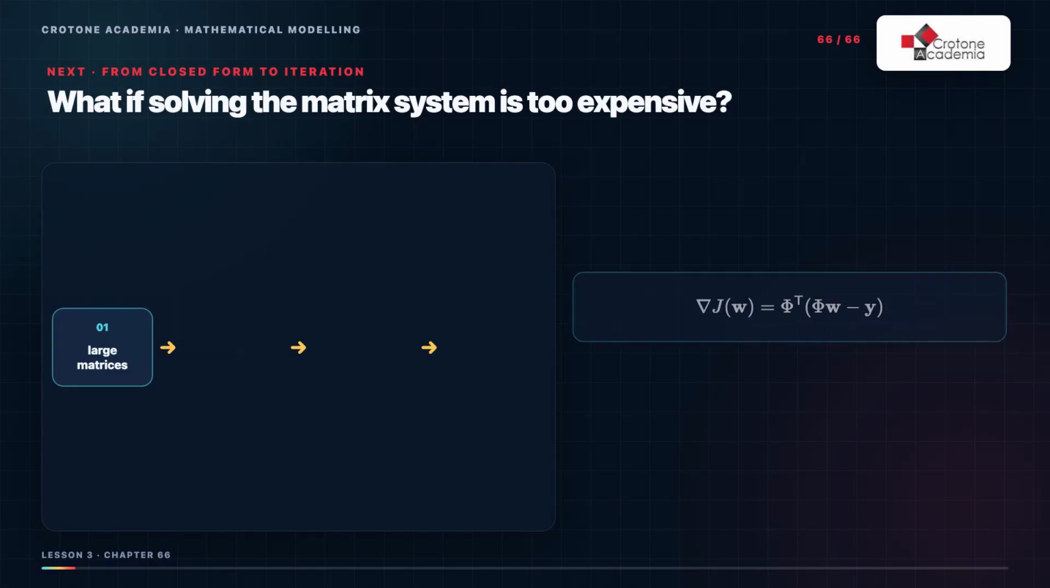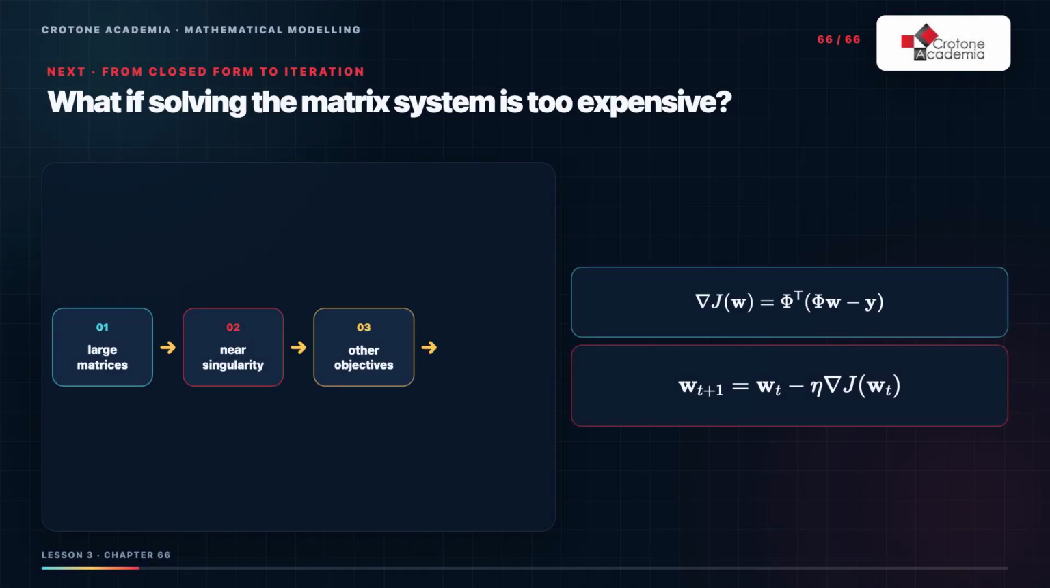We now know the least squares solution in closed form and understand its geometry. But what if phi transpose phi is enormous, nearly singular, or expensive to solve? What if the objective is not squared error? Can we approach the minimum iteratively instead of solving one matrix equation? These questions lead naturally to gradients and gradient descent. In the next lesson, we will turn the gradient from a condition at the solution into a step-by-step algorithm for reaching it.